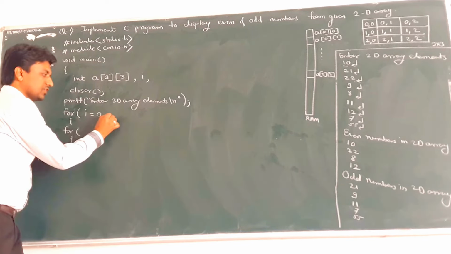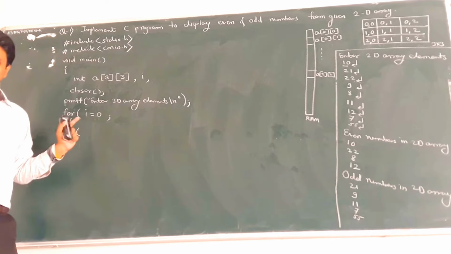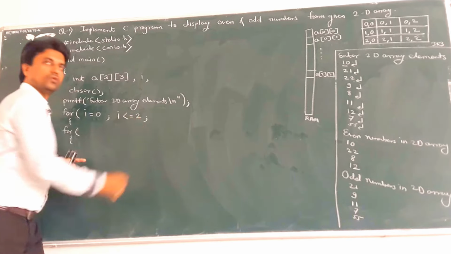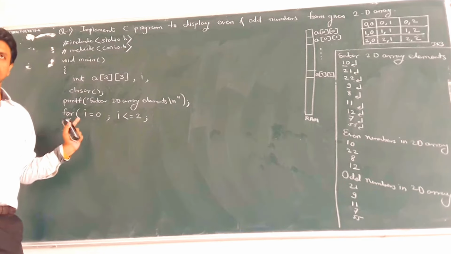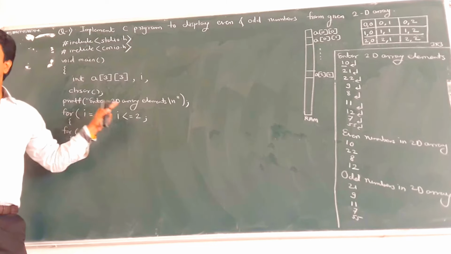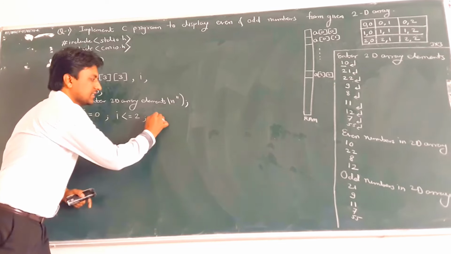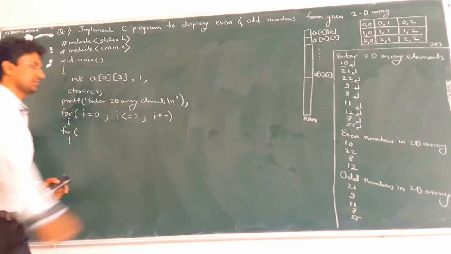i starts from 0 because the array index starts from 0. Then i less than or equal to 2 because the number of rows is 3. It starts from 0, 1 and 2, so 3 times this outer for loop gets executed. Next is i plus plus.